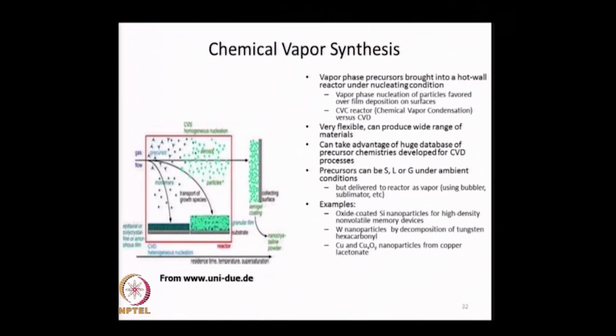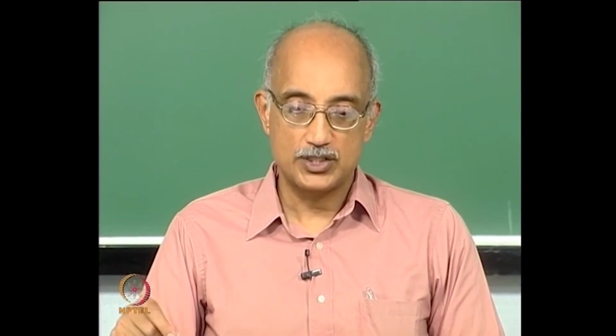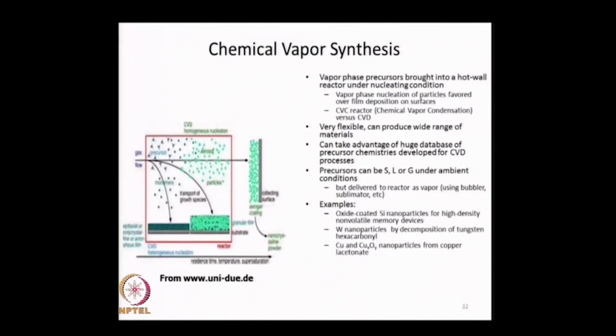Chemical vapor synthesis is probably the most widely used method to make nanoparticles in the bottom up approach. Here you take vapor phase precursors and you bring them into a hot wall reactor under nucleating conditions. So, essentially this is a reactor in which there is a target surface, but even the walls of the chamber are heated to high temperatures. Because of this, the entire reactor is in a condition where it promotes nucleation. So, vapor phase nucleation of particles in this case is favored over film deposition on surfaces.